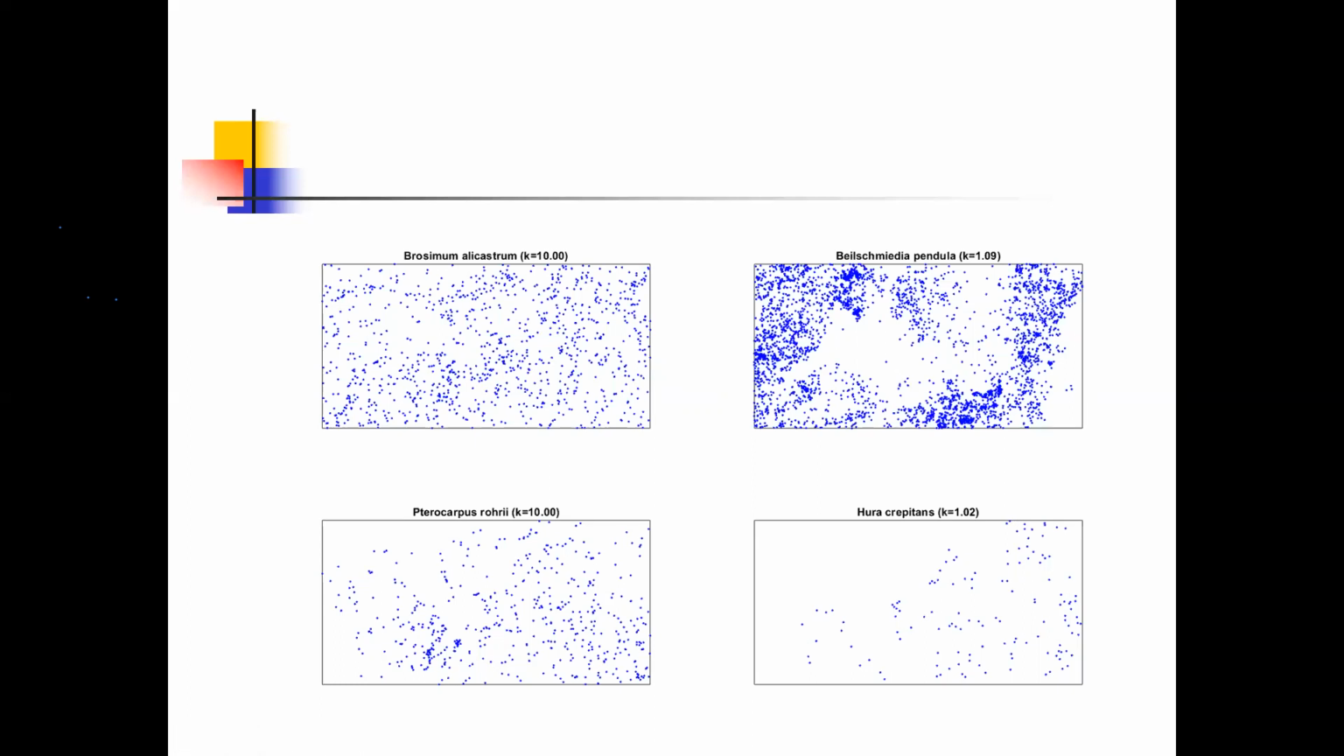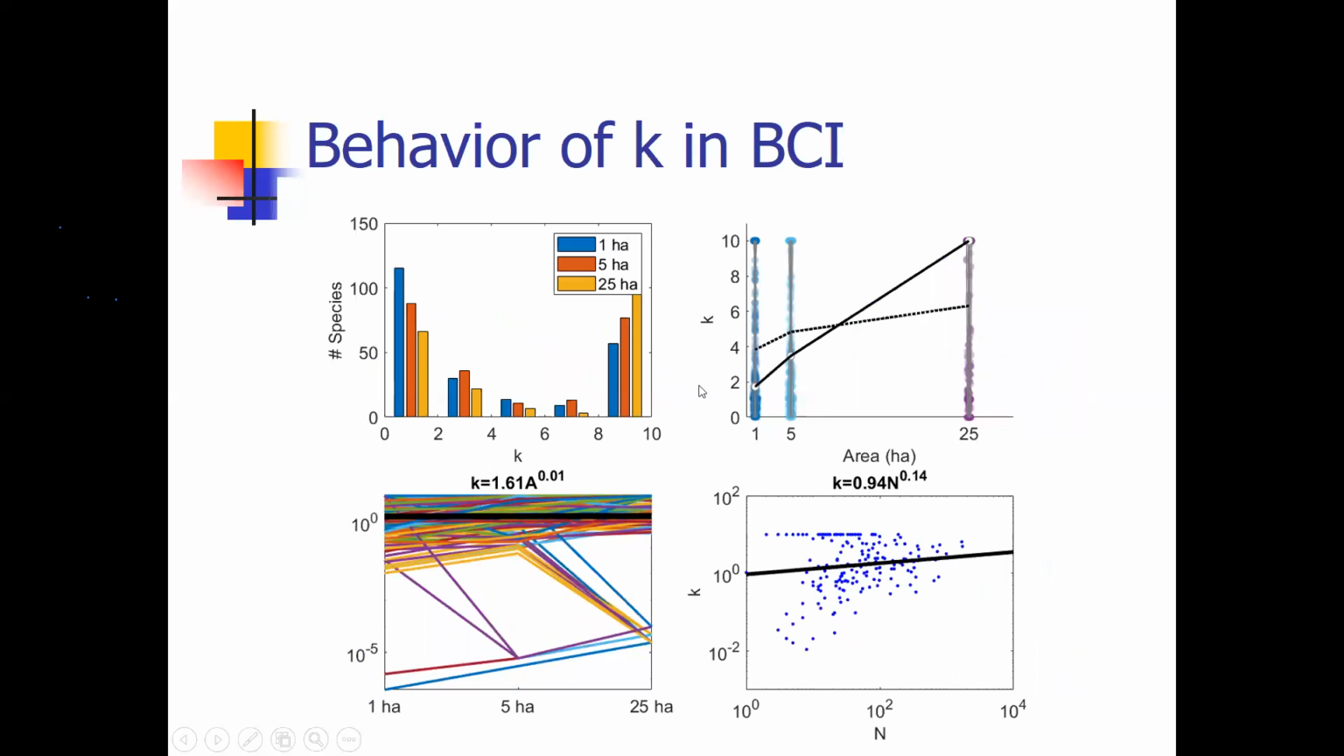There's a maximum likelihood approach to estimating K, it's all in the Zilio and He paper. So you can estimate K if you have the data. And so I estimated K for all 225 species in the BCI plot. And I estimated at 3 scales: 1 hectare, 5 hectares, and 25 hectares. And here's the histogram of Ks. What you see is this kind of bimodal distribution where a lot of species are highly clumped and a lot of species are fairly reasonably spatially random. Again, I capped this at 10.